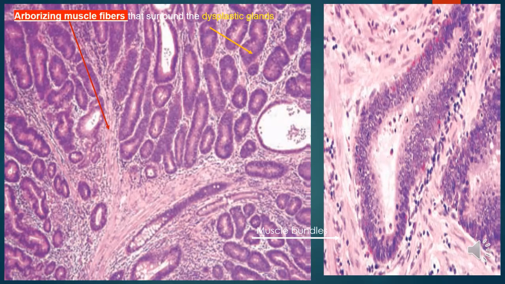Another microscopic image of the Peutz-Jeghers polyp. In this image, you can see the arborizing muscle fibers that surround the dysplastic glands, easily appreciated by their hyperchromatic appearance. These are the foci of dysplastic glands, and there is a misplacement of glands, which appear to be misplaced in the bundles of smooth muscle in the stalk. It appears like an invasive cancer. However, muscle bundles surround both the dysplastic glands and the non-dysplastic glands. The point favoring the benign appearance of this polyp is that there is no desmoplasia around the dysplastic glands.